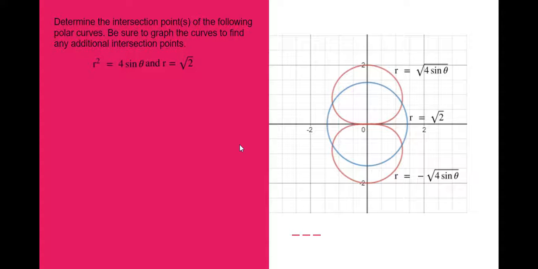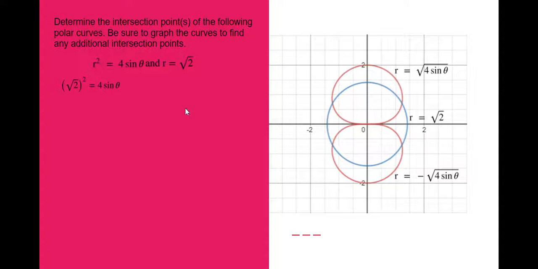For the next problem, we're going to see that we have a circle of r equals square root of 2, and then we have r squared equals 4 sine theta, but my graphing software could not graph that, so I graphed positive and negative square root of 4 sine theta, so the positive one's on the top and the negative one's on the bottom. We're going to start off by substituting r into the r squared equation.